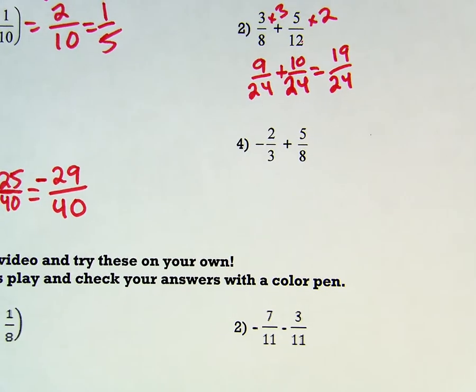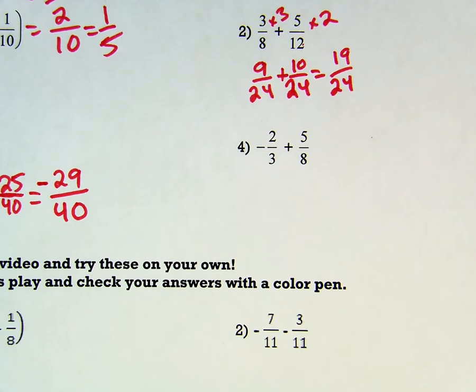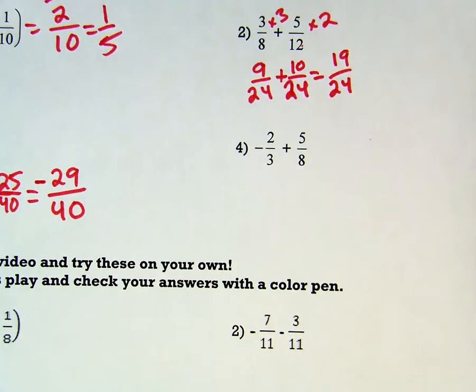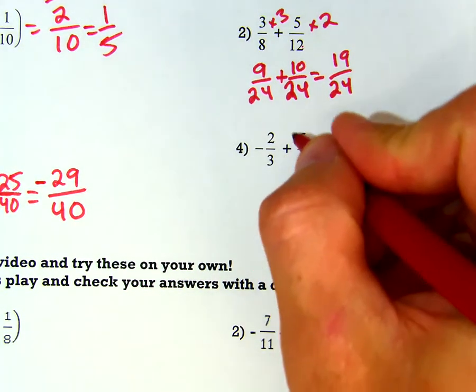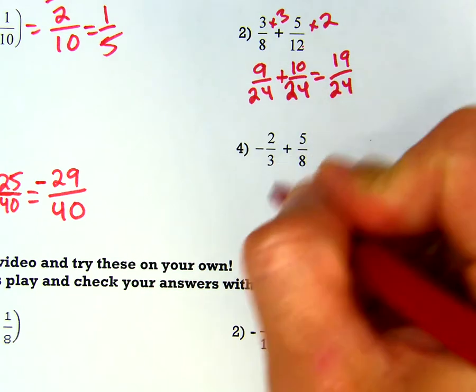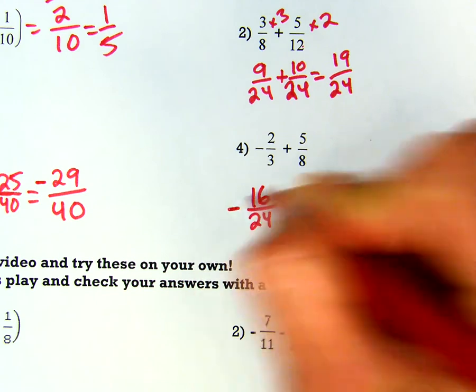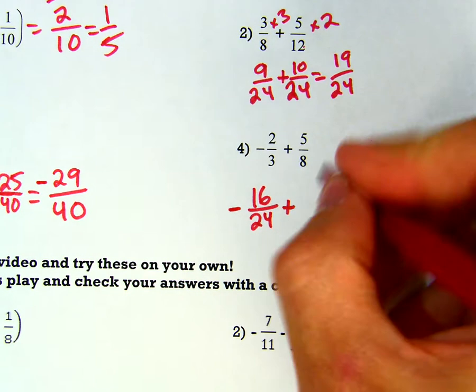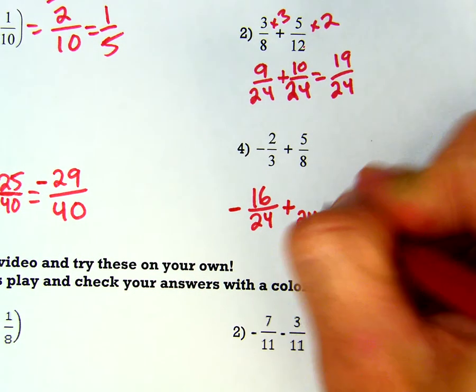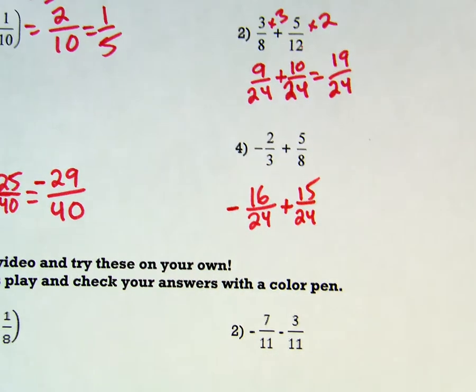Let's look at number 4 here. I have negative 2/3 plus 5/8. So I don't have a common denominator. Looks like 24 should be it. I need to multiply this top and the bottom by 8 to get there. So 16/24, and that is a negative. Plus, and I need to multiply by 3 to get here, so 15/24.